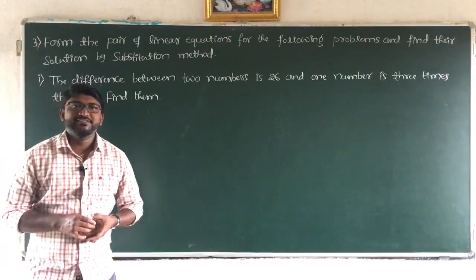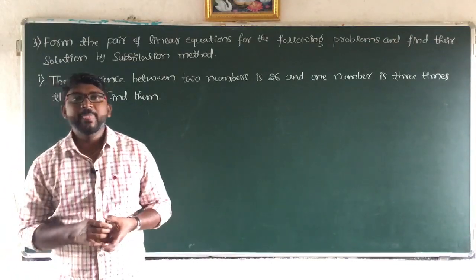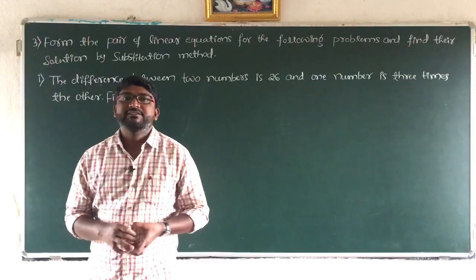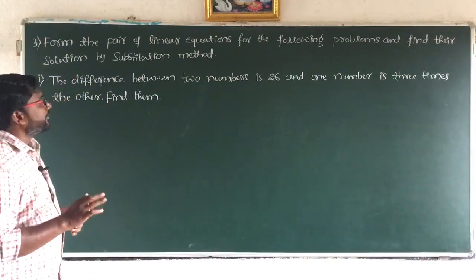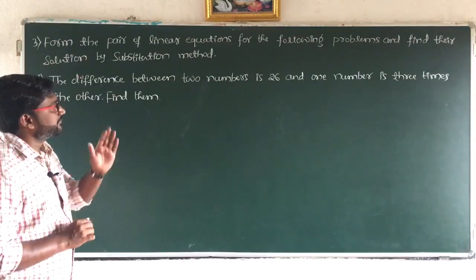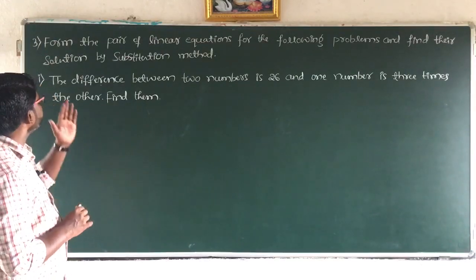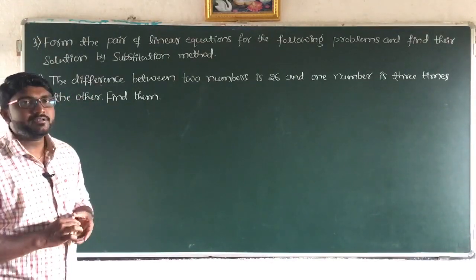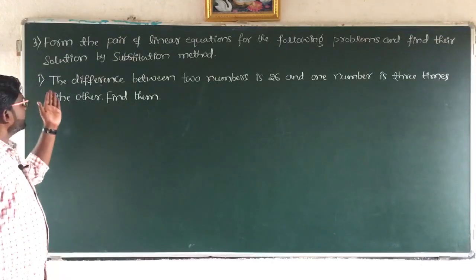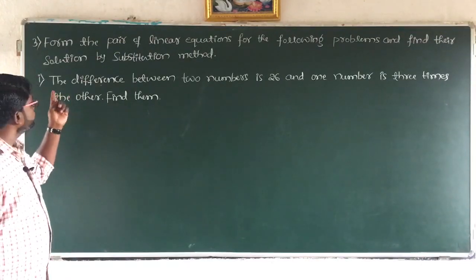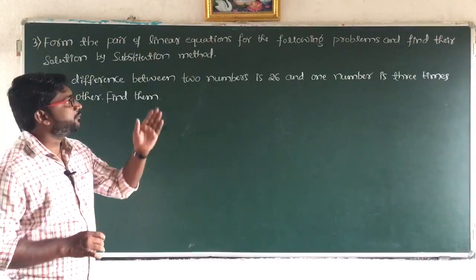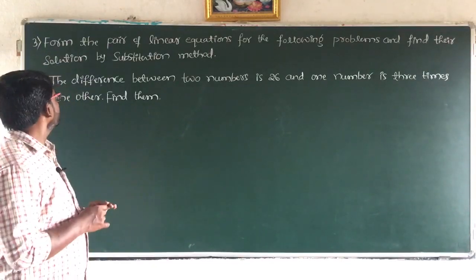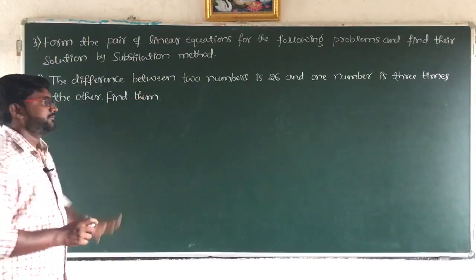Good morning, students. So in today's class we'll solve the third main question of the exercise 3.3. The third main question is: form the pair of linear equations for the following problems and find their solution by substitution method. Now the first sub question: the difference between two numbers is 26 and one number is 3 times the other, find them.